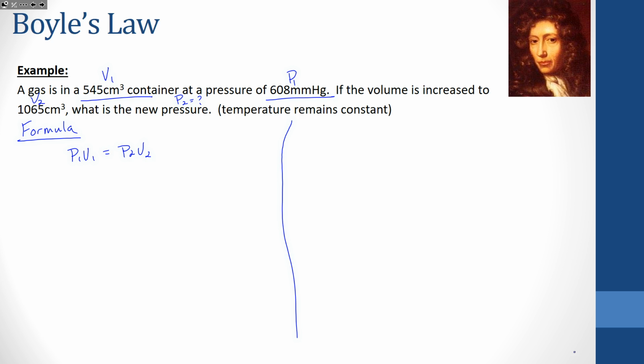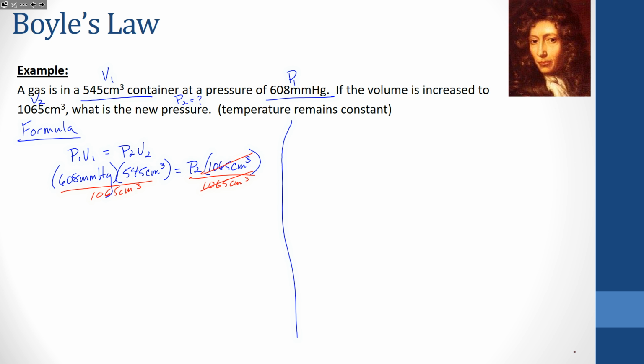And we now know those volumes and pressures. So P1 is 608 millimeters of mercury. We should be writing units beside any number that we write because they are measurements. And V1 is 545 centimeters cubed. P2 we don't know, that's what we want to find, but V2 is 1065 centimeters cubed. So to solve for P2, we need to divide both sides, I'll do this in red, by 1065 centimeters cubed.